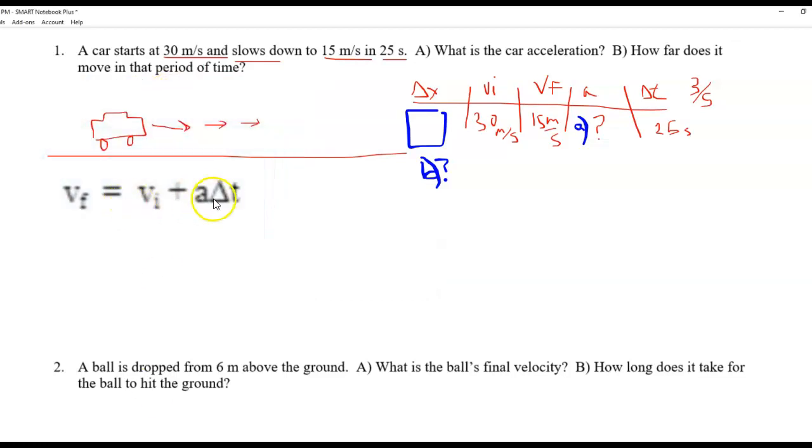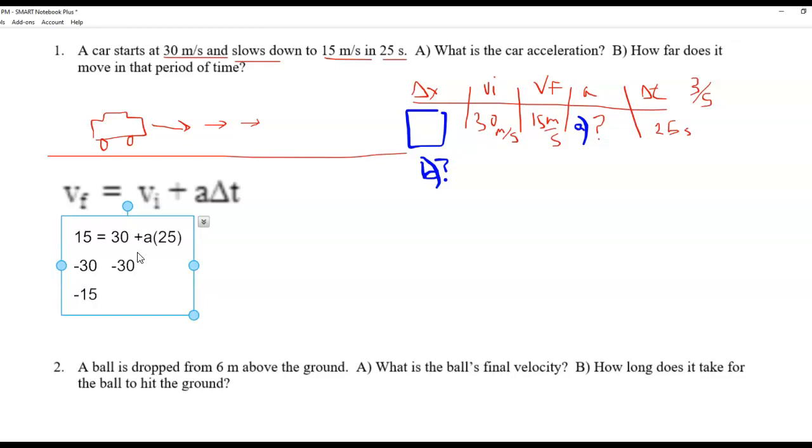So part A, and let me type a little bit here. Plugging in the numbers, the final velocity was 15, the initial velocity was 30, plus the acceleration, which is what we're looking for, and then we have 25. So again, be careful with solving here. We're going to subtract 30 to the other side, so if we subtract 30, I'm going to try to show the work on both sides.